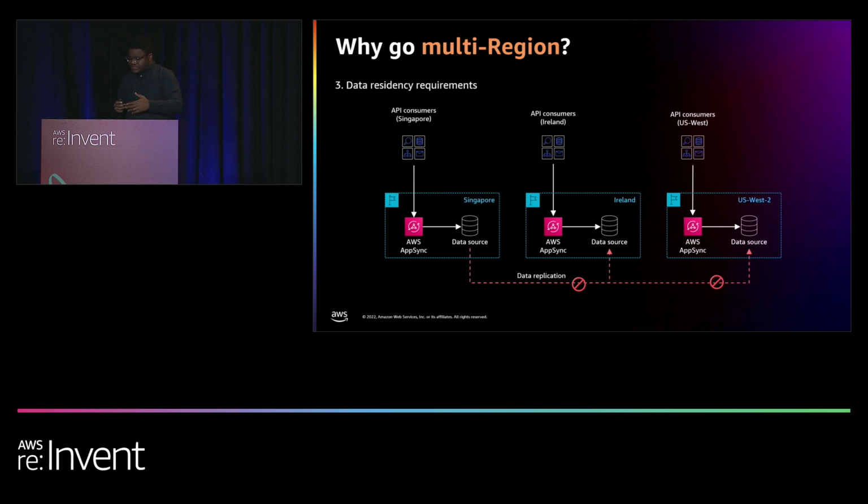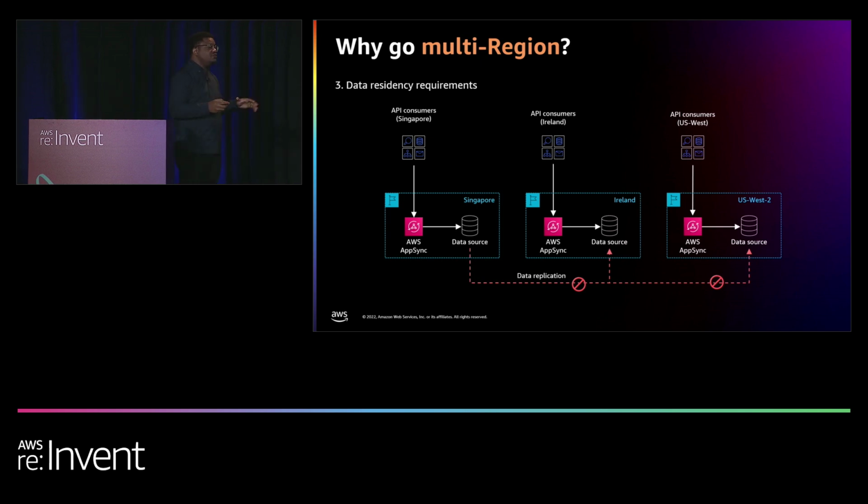The third use case we are seeing is for customers that have data residency requirements. So in this case, data will need to be hosted within a geographical region without any sort of data replication between the regions. So GraphQL requests from consumers will need to be routed to the AppSync endpoint that has access to the data store hosted within the geographical region, to resolve the data.